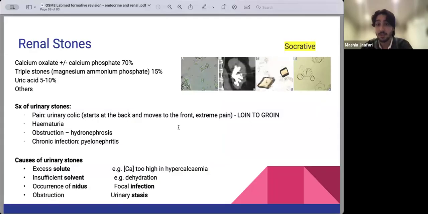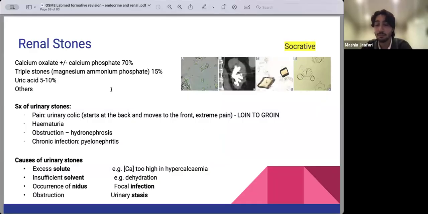Renal stones are the formation of calculi in the renal system. The most common type is calcium oxalate. You can also get calcium phosphate, which is less common. You can get these things called triple stones or struvite stones, which are made up of magnesium, ammonium, and phosphate. And these typically cause huge staghorn calculi that are really big and can cause a lot of problems.